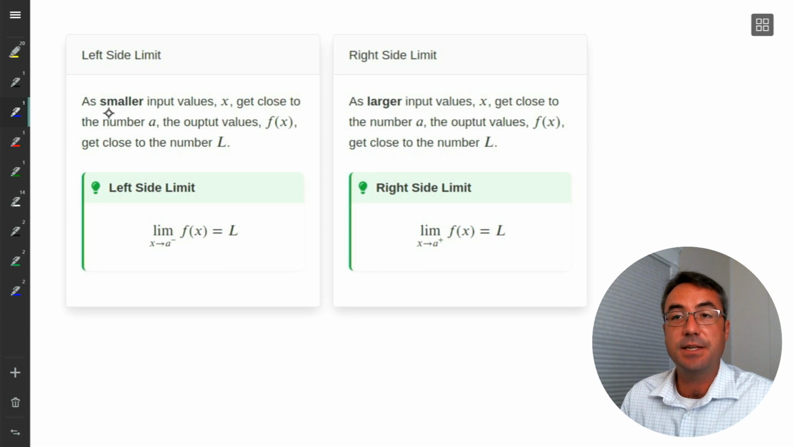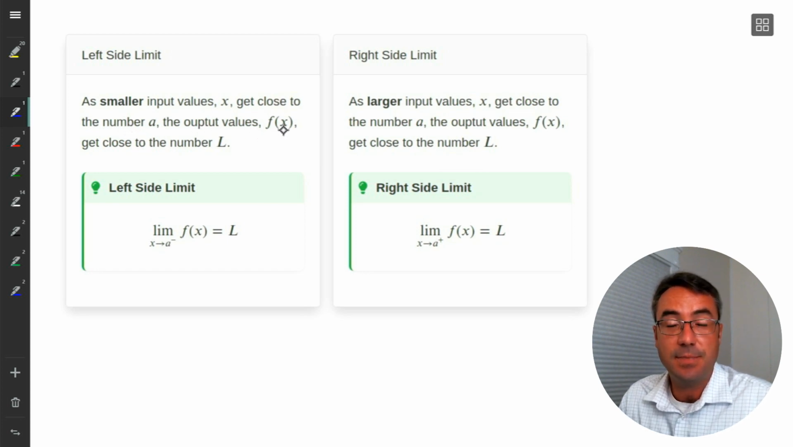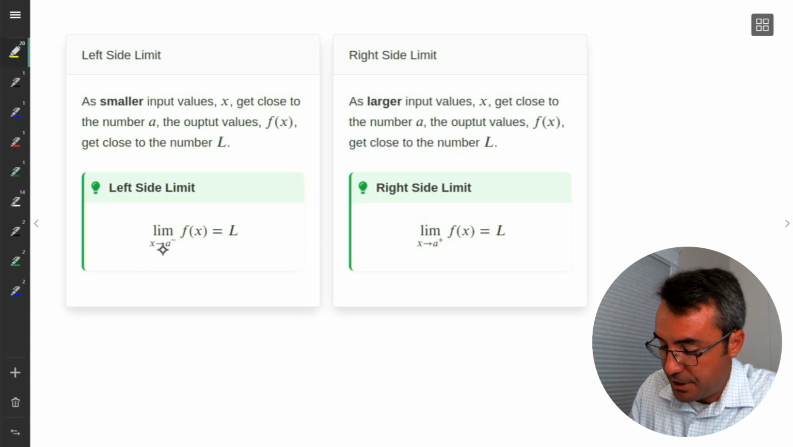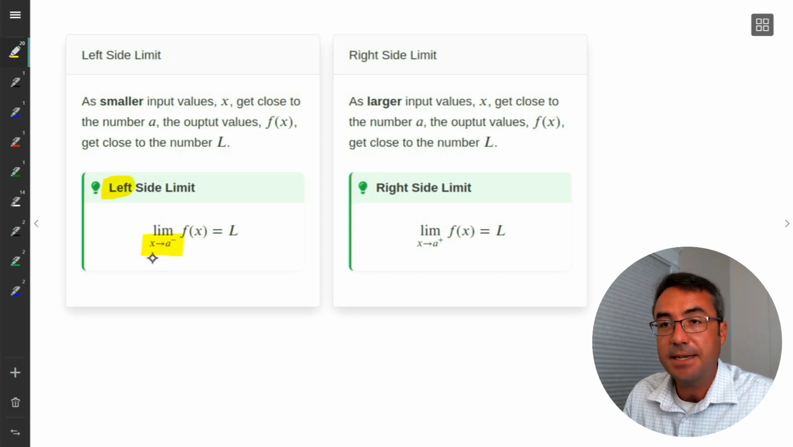So we say if we have these smaller input values x that are getting closer and closer to the number a, and the output values of our function f of x are getting closer and closer to the number L, the way we indicate a left side limit is with this notation here. The limit of f of x as x approaches a, we use a little minus there to indicate we're on the left side, and we say that this limit is equal to whatever number we're approaching. So the key thing in this definition for the left side is x is approaching a from the left. We use this minus sign to indicate left.